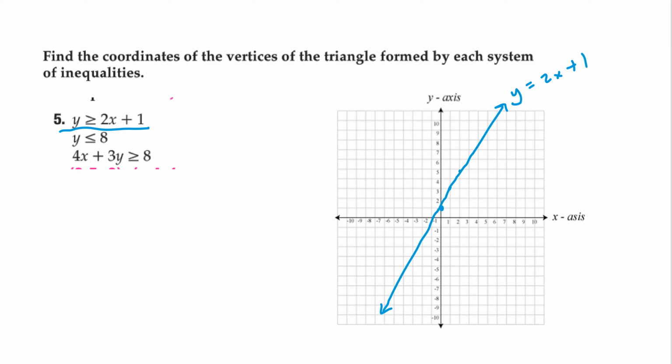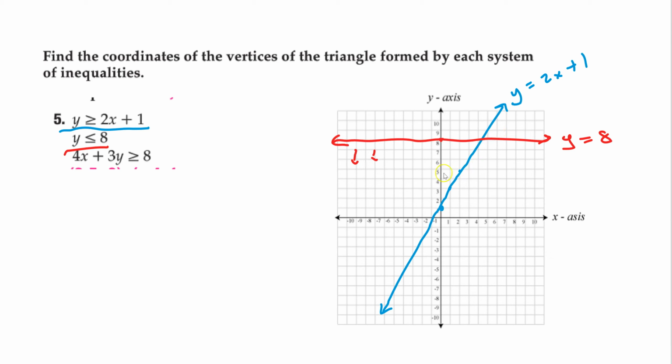Now the next one, y is less than or equal to 8. So remember the way that works, you go to where y equals 8. Right here. And you follow the tally mark, so it should look like this. This is y equals 8. And I'm below this. I'm not going to shade to the very end, but basically I'm all below this.